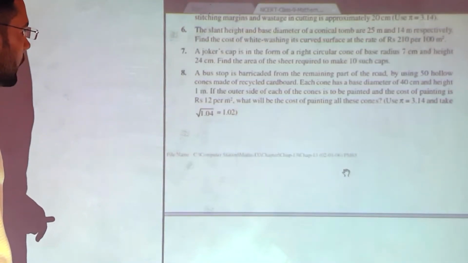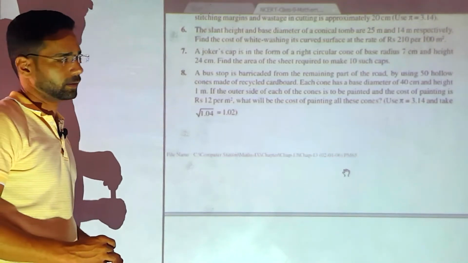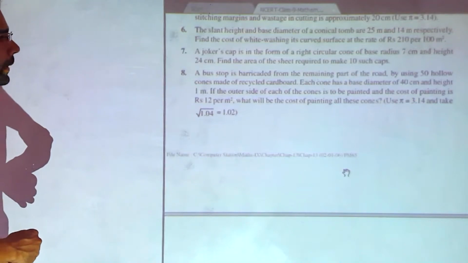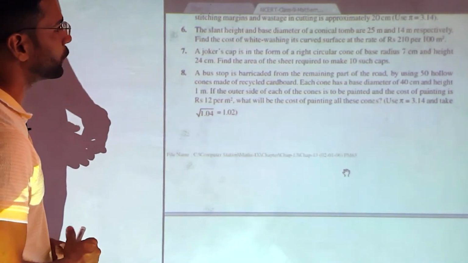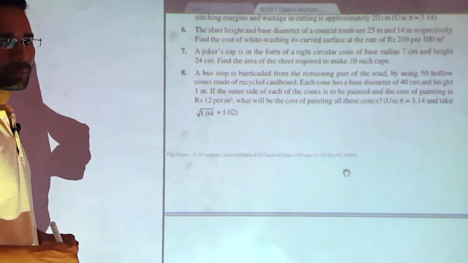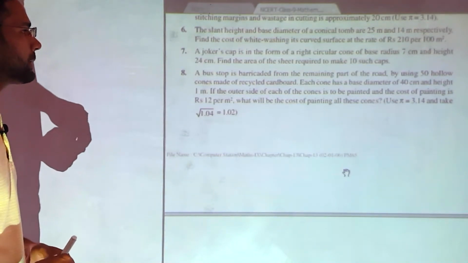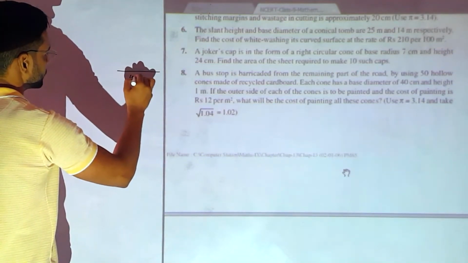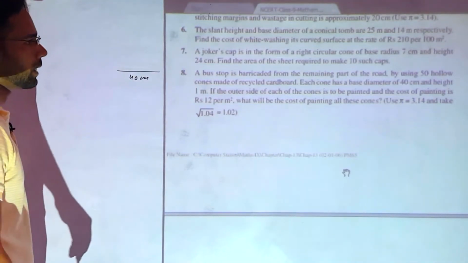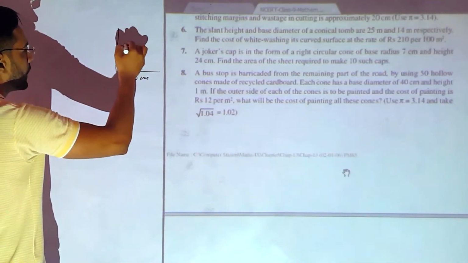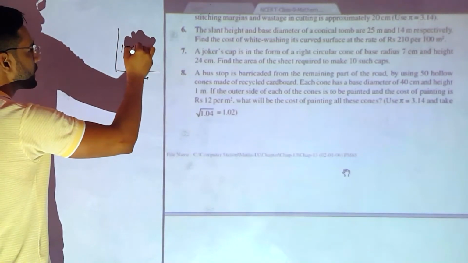And the last question for today. Road stop barricades are made from the remaining part of the road by using 50 hollow cones made of recycled cardboard. Each cone has a base diameter of 40 centimeter and a height of 1 meter. 1 meter means 100 centimeter.